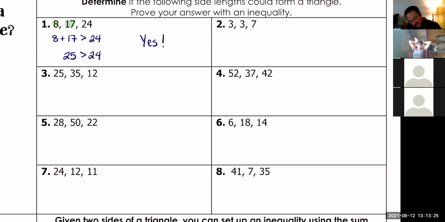Next one, number 2, what are the two shortest sides? 3 and 3. So according to the theorem, the sum of those two sides has to be greater than the third side. What is 3 plus 3? 6. And is 6 greater than 7? No. So if you had 3 sticks, 2 of them were 3 inches and the third one was 7 inches, no matter what you did, you wouldn't actually be able to form a triangle.